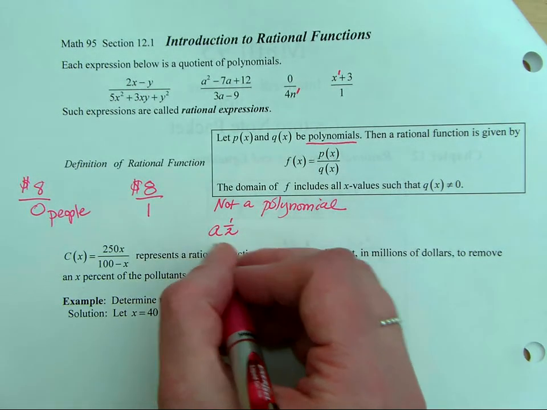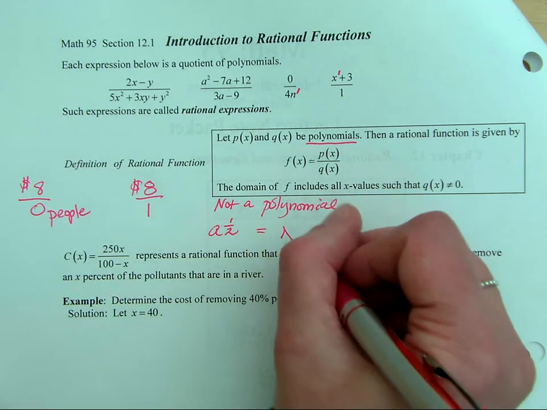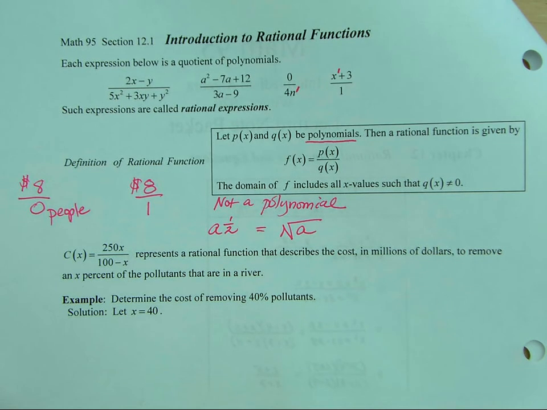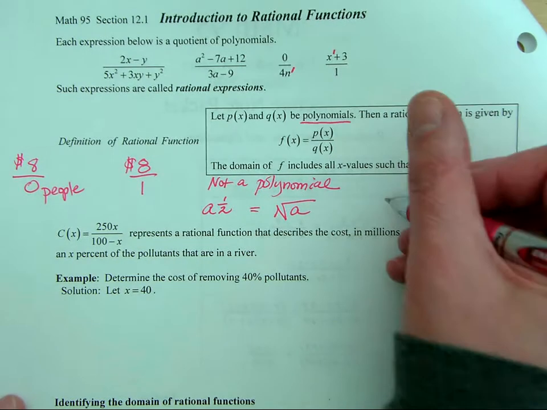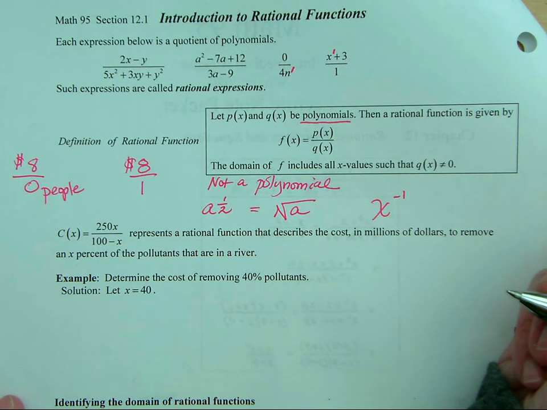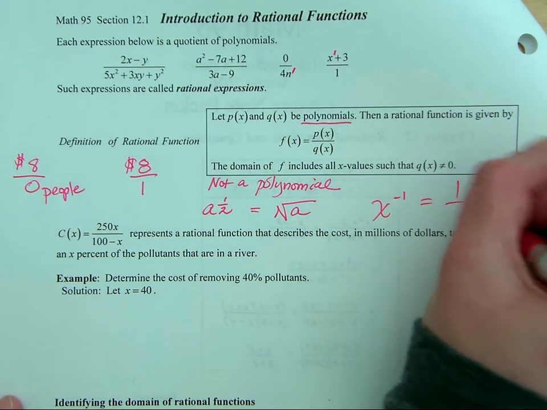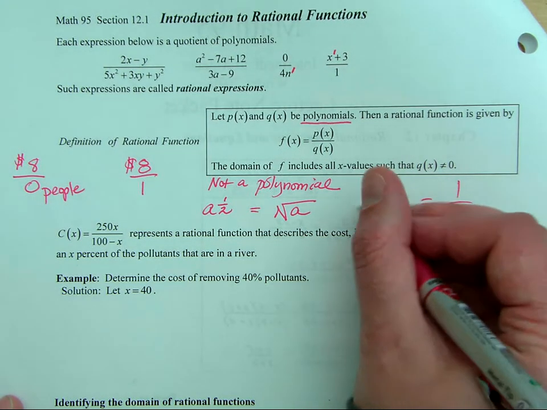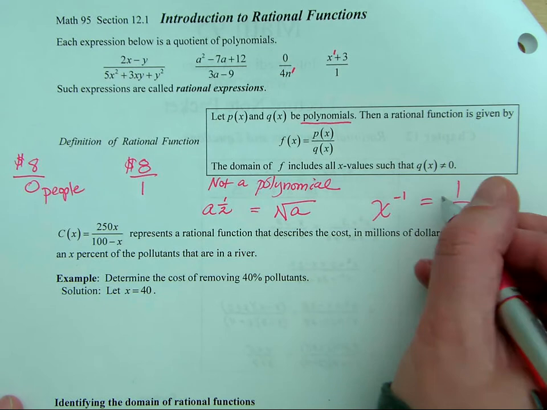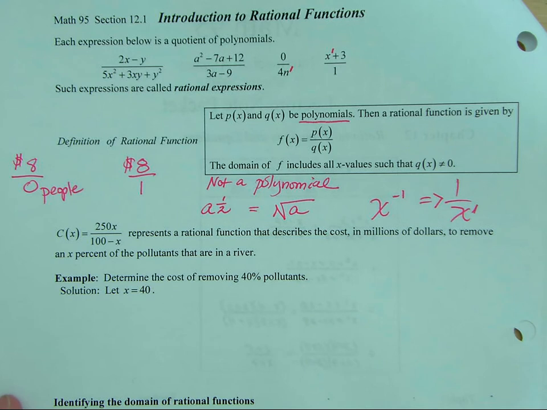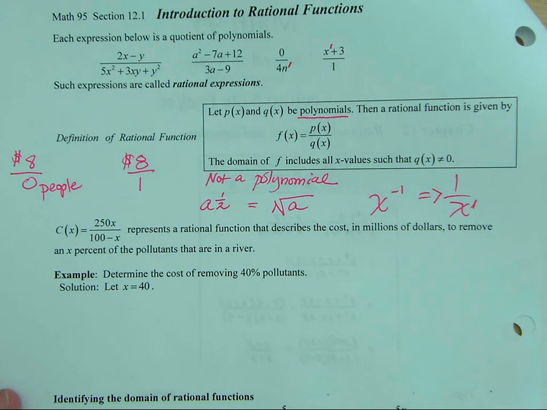By the way, a to the 1/2 power is the same thing as the square root of a. So we can see that this is not going to be a polynomial either. If you had a negative exponent, x to the -1 power, you could make that into 1 over x. Now that would have a positive exponent. So when it has a negative exponent, it wouldn't count as a polynomial. But then you could use the idea of what does the negative exponent really mean. Okay, let's look at an example here.